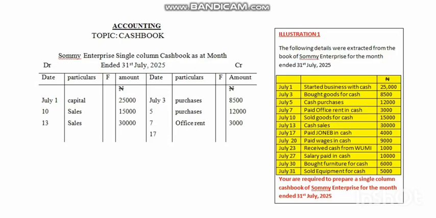Anytime the name of someone is mentioned in a transaction, like paid this person or received cash from someone, you have to write the name of that individual. That is a personal account. So you write the name of this person, Joneb, in the particulars. Then how much did you pay Joneb? You paid Joneb cash of 4,000 naira.